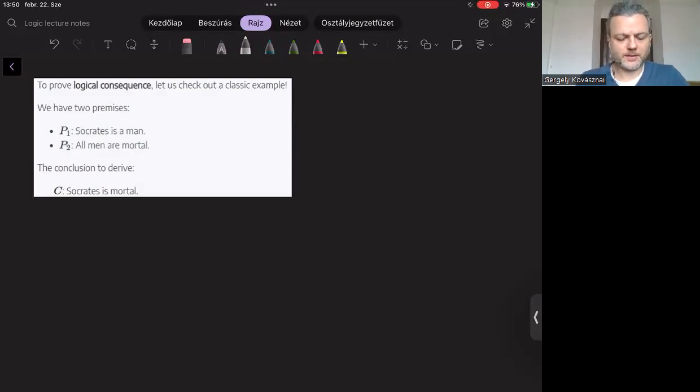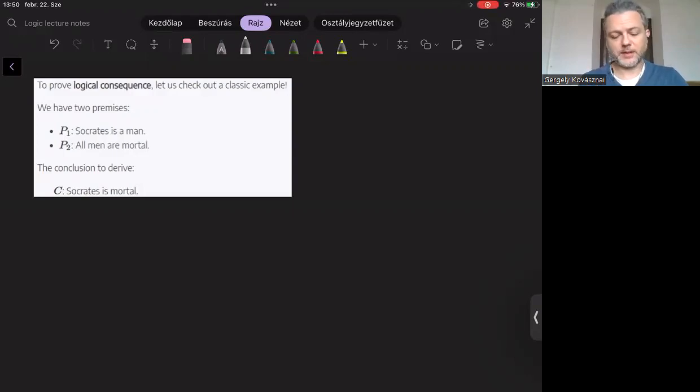In this exercise, we are given English sentences. Socrates is a man is the first sentence. All men are mortal is the second sentence. And we should use those two statements as premises from which we should prove that the third sentence is implied, so it's a logical consequence. The third sentence is Socrates is mortal.